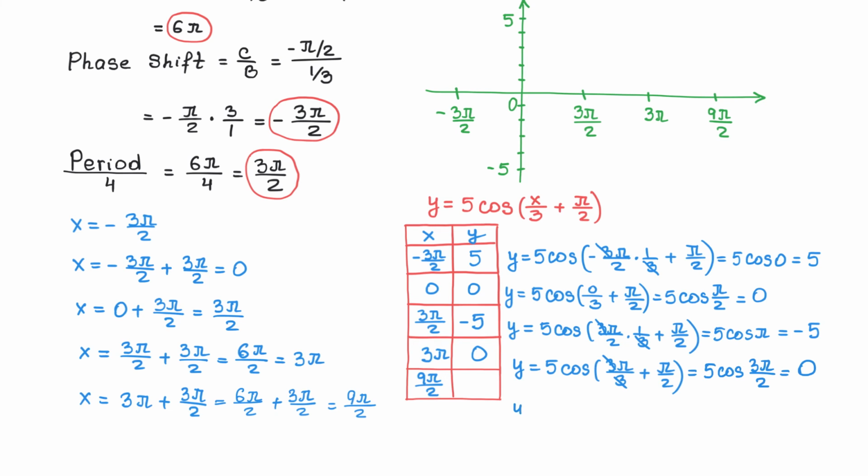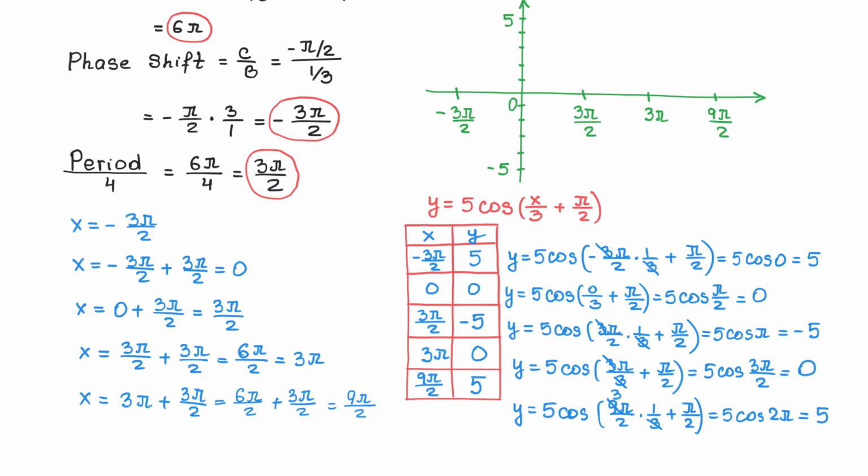And now in the last row, y equals 5 cosine of 9 pi over 2 multiplied by 1 over 3 plus pi over 2. 9 divided by 3 is 3, and 3 pi over 2 plus pi over 2 makes 4 pi over 2, which is 2 pi. Then we will have 5 cosine of 2 pi, and cosine of 2 pi is 1, and 5 times 1 is 5.